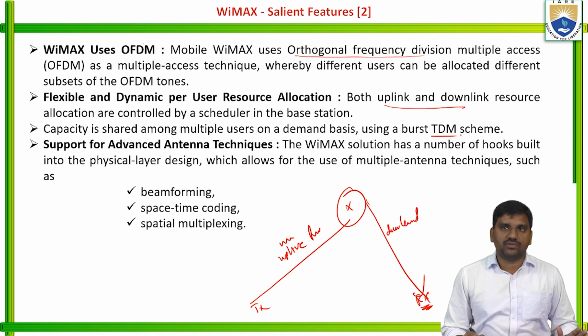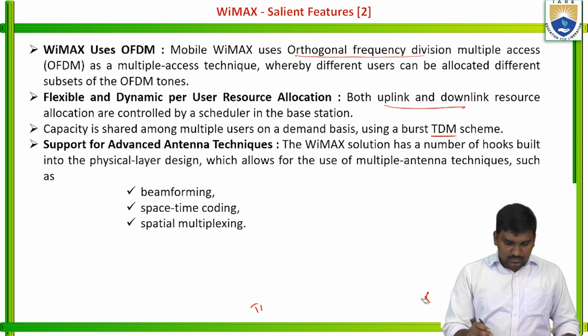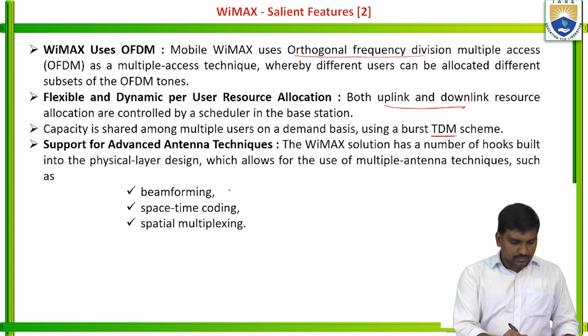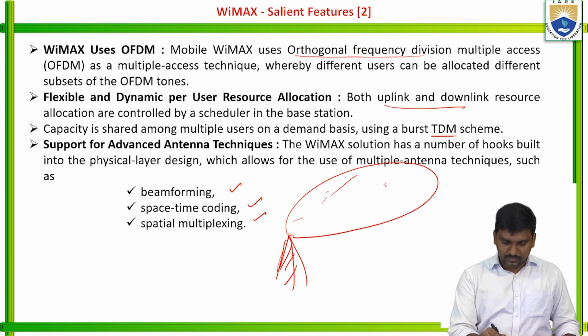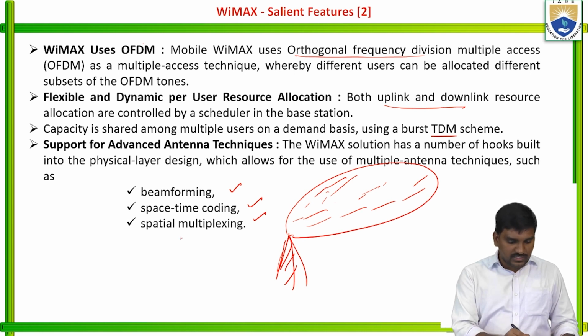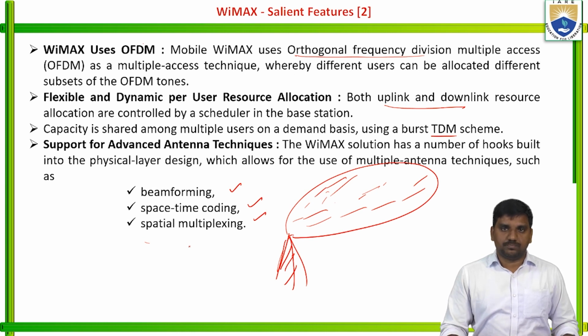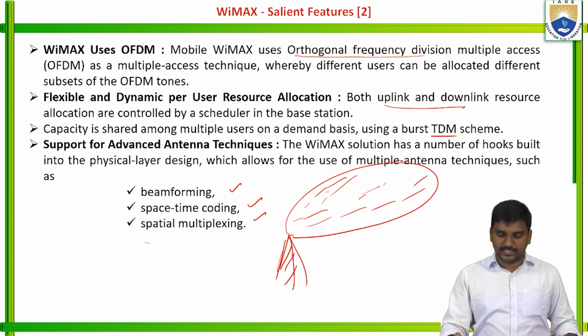So the last one, support for advanced antenna techniques. It has multiple antenna techniques: beam forming, space-time coding, and spatial multiplexing. Beam forming is nothing but the transmitted signal from the antenna forming like a beam. So WiMAX supports this beam forming, space-time coding as well as spatial multiplexing also. So this is support for advanced antenna techniques.